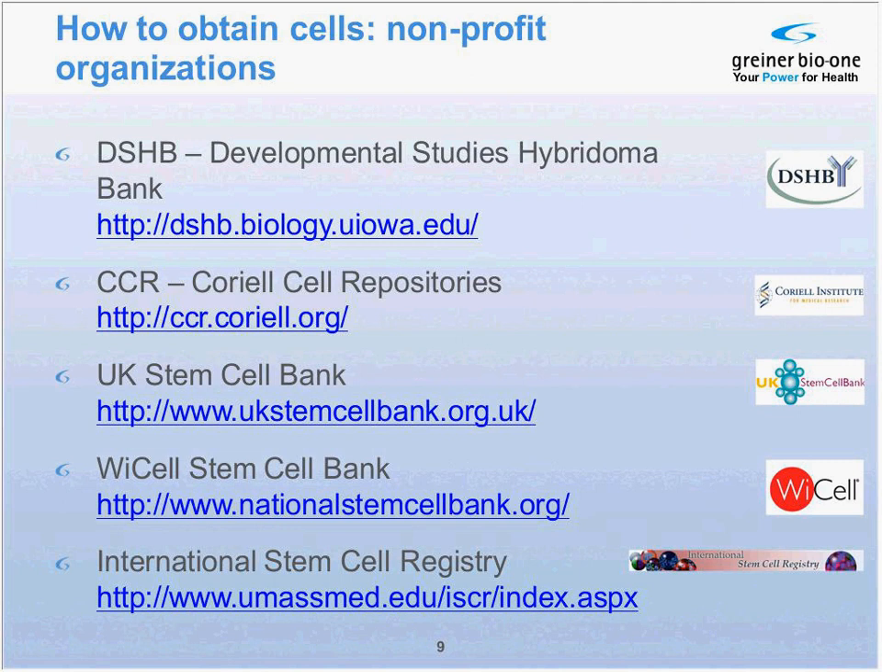Furthermore, I would like to highlight some of the more specialized cell banks. If you are working with hybridomas, or if you are looking for monoclonal antibodies, the Developmental Studies Hybridoma Bank at the University of Iowa, a resource created by NIH, might have interesting options. Cells, including induced pluripotent stem cells and embryonic stem cells, can be accessed via the Coriell Cell Repositories in the US, the UK Stem Cell Bank, and the WiCell Stem Cell Bank in the US again.